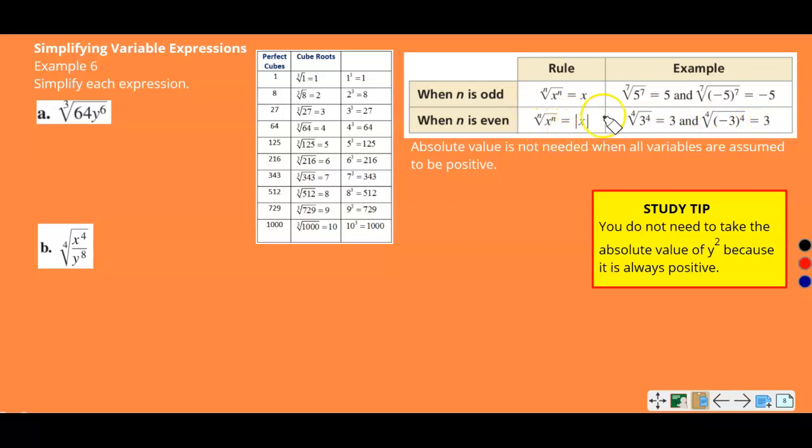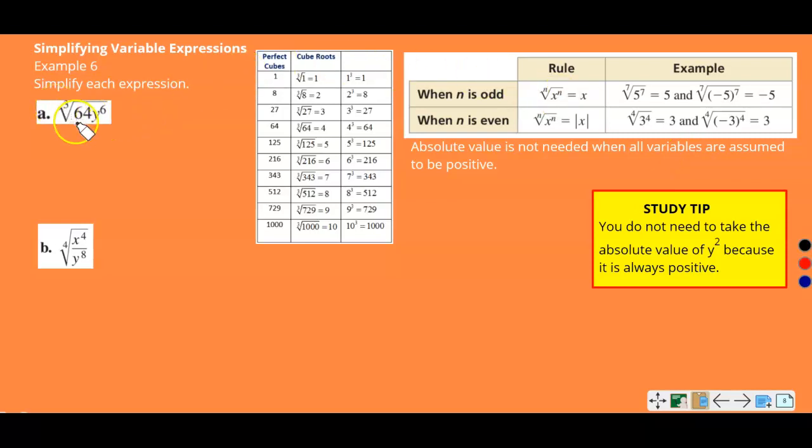So because of that, when n is even, you have to put the variable that you're working with in absolute value. Now, we're only going to work with this briefly. On the EOC, most of the time it says assume all variables are positive. If it says assume all variables are positive, that means they're not making you worry about this rule here. You may have to do it, I don't know, but usually it's going to say assume all variables are positive. But anyways, let's look to see how you do it if you don't know the variable is positive.